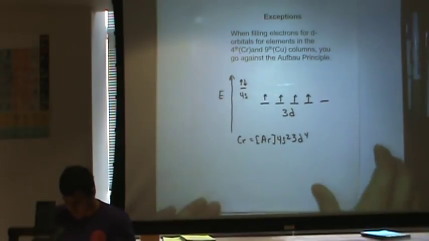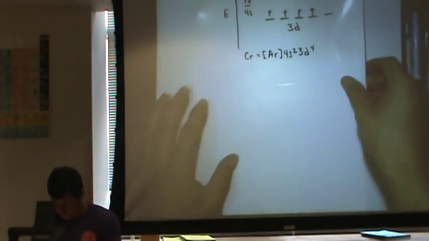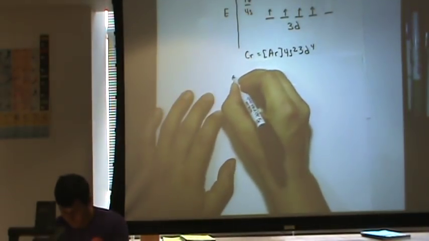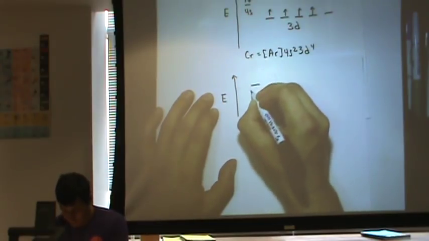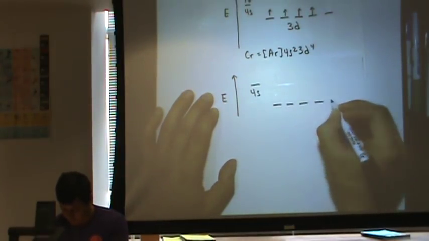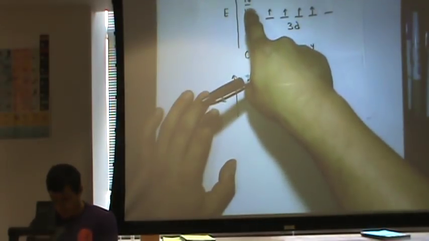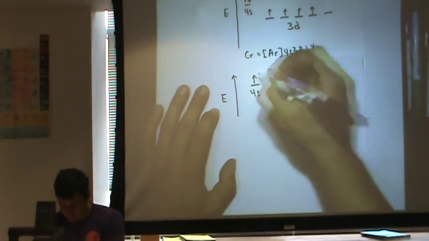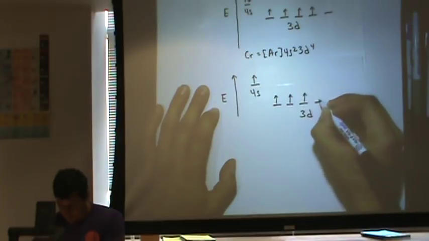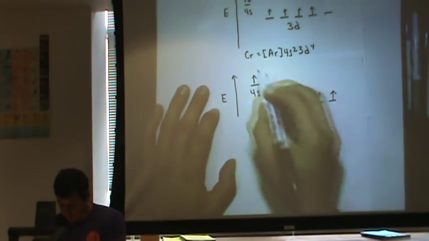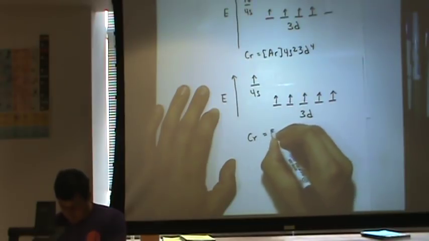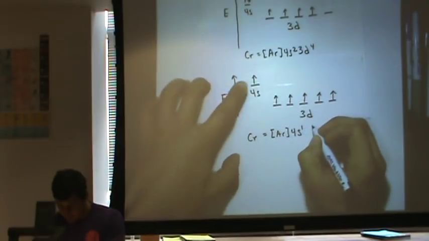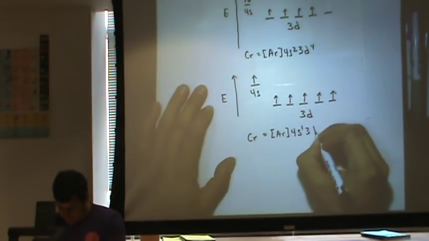We're going to redraw this for what we actually see. There's 4s again, and 3d. Instead of having 2 electrons in this 4s orbital, one of them is going to be demoted down to this 3d orbital. So we have 1, 2, 3, 4, 5, 6. So our electron configuration becomes argon, this is a noble gas, 4s1, because we only have one electron in this 4s orbital, 3d5.